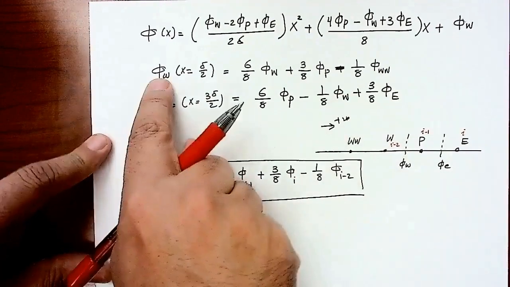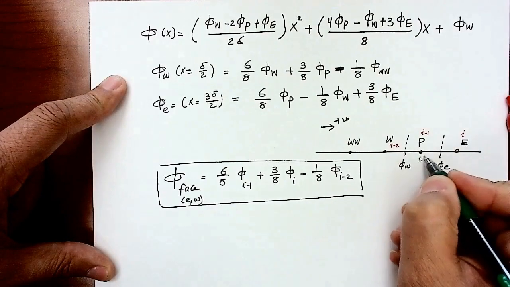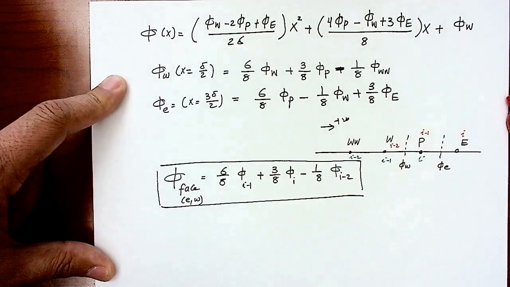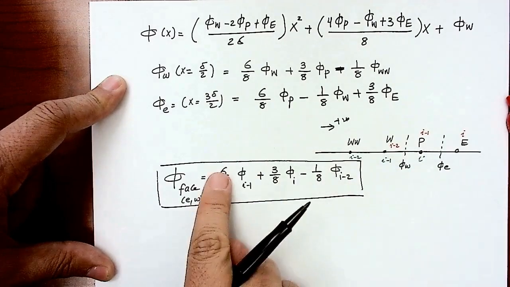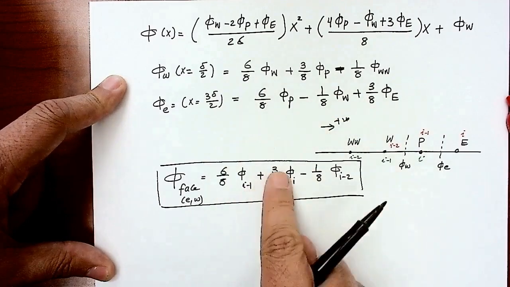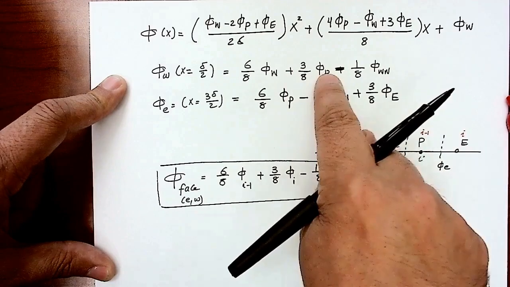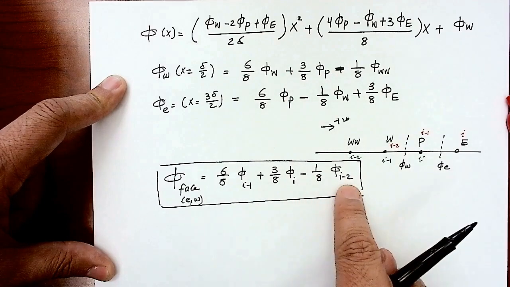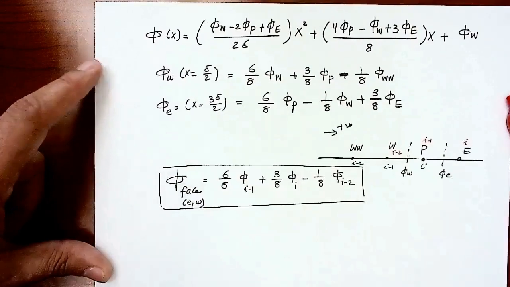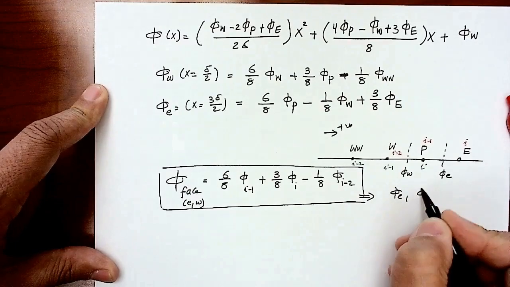If you apply this to the west face, in the west face, this will be my I, this will be my I minus 1, this will be my I minus 2. So if you look at the west face, you will have 6 over 8 phi I minus 1, which is phi west, which is the first term. Then 3 over 8 of phi P, minus 1 over 8 of I minus 2, which is WW. So this is the general form to get the value of phi east and phi west.